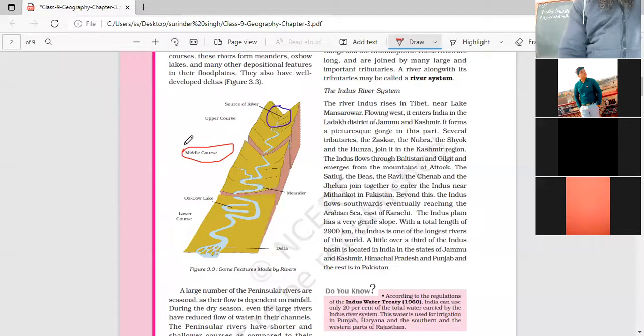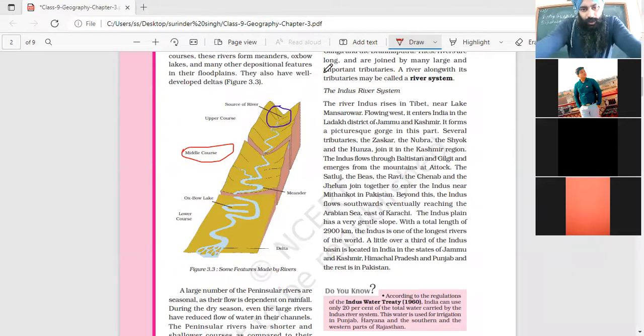U-shaped valleys form when the river leaves mountainous regions and enters the plains, where there is a low gradient. Low gradient means gentle slopes of a region, not vertical. High gradient means vertical slopes of mountains. Low gradient means a gentle slope of a region.